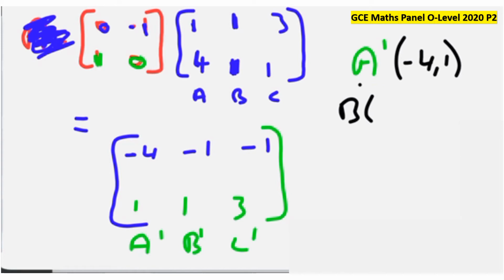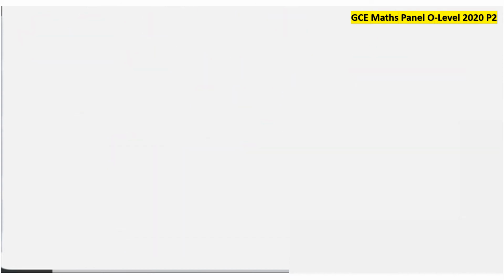B' has coordinates minus 1, 1, and C' has coordinates minus 1, 3. Actually, this can equally be done by drawing. We can draw this and then rotate and see how it looks. Let me do this second method. Many students might like this one, just that the constraint in drawing is going to be a bit stressful.